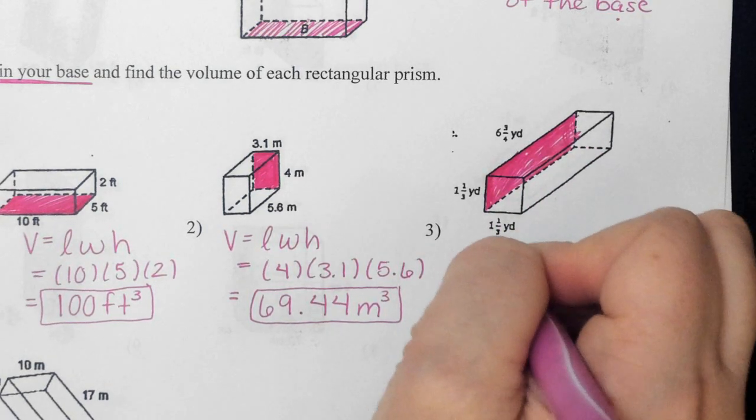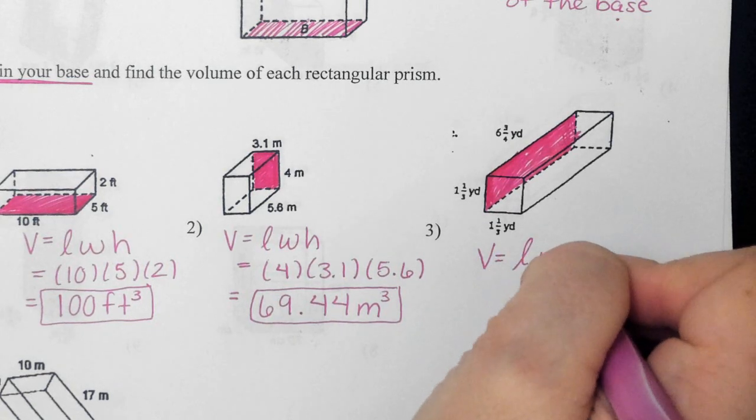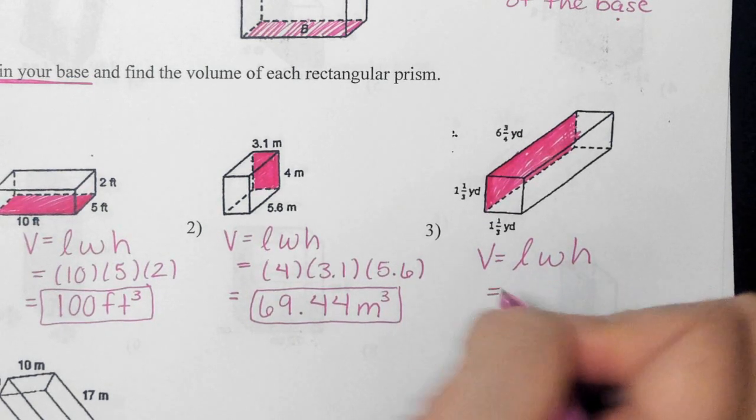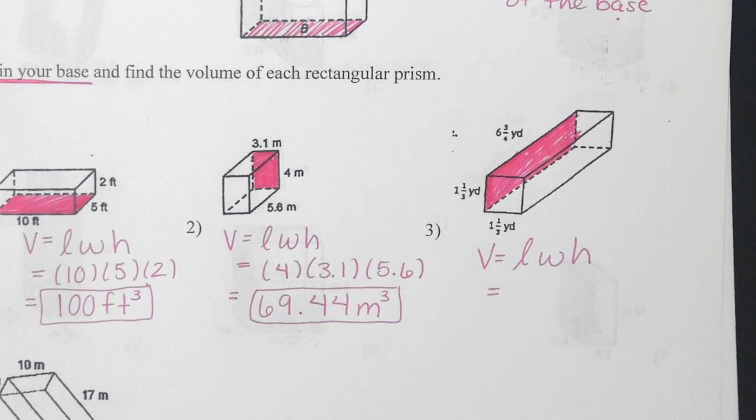Okay, so volume equals length times width times height. All right, what would be a good length and width for this shape? A good length and width.